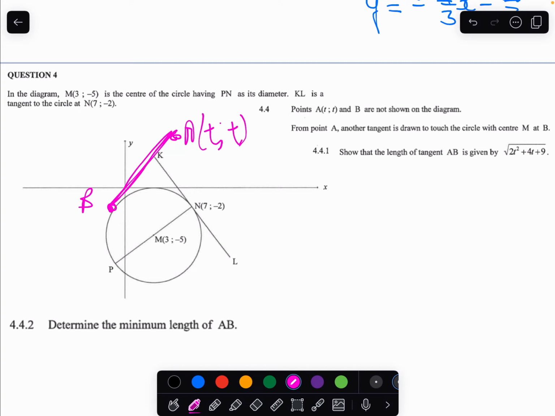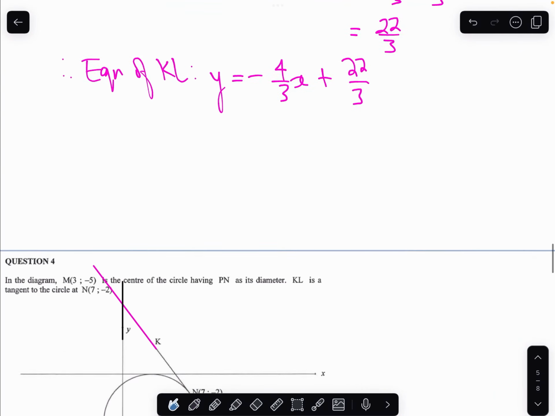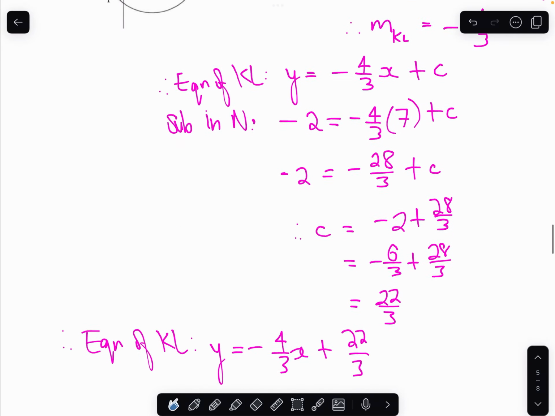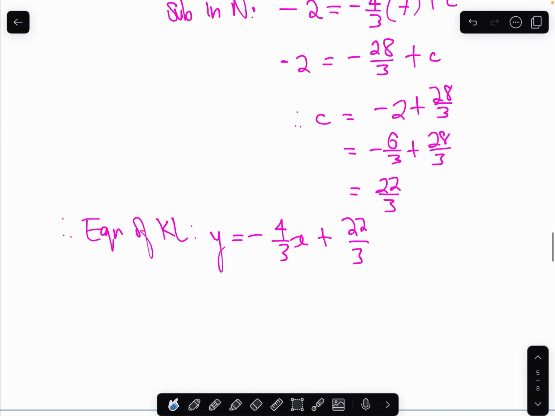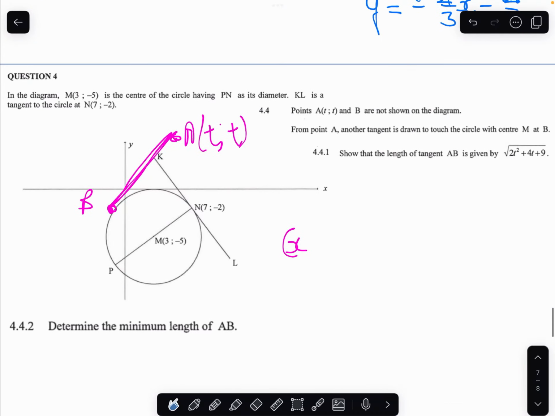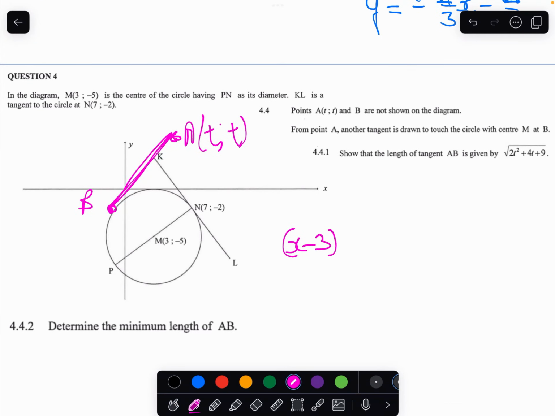Okay, so there isn't really a clean way to write down the coordinates of B in terms of just one variable, because remember, our circle has the equation x minus 3 squared plus y plus 5 squared is equal to 25. I've already forgotten, oh, I literally have the center right there.